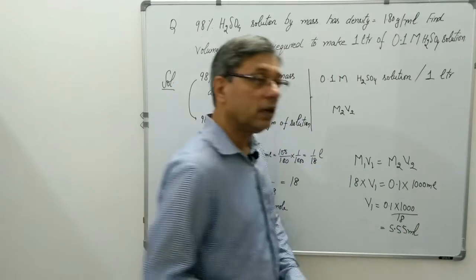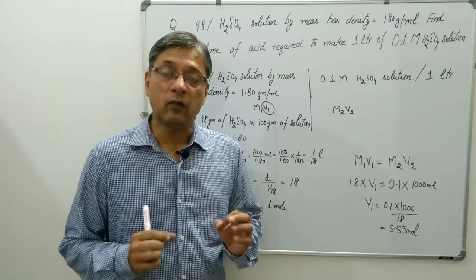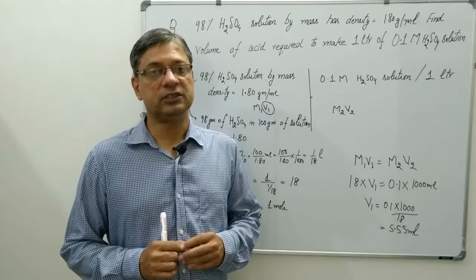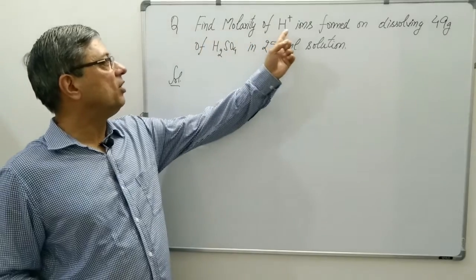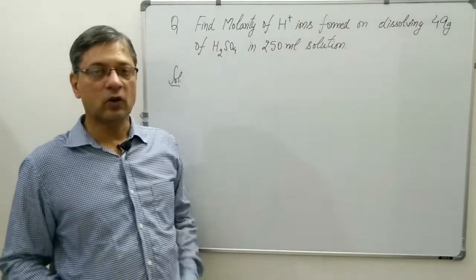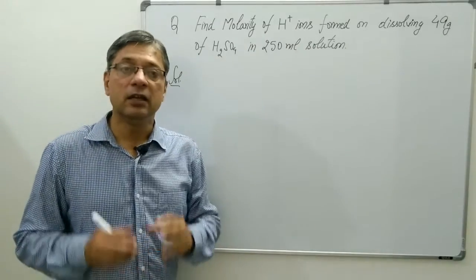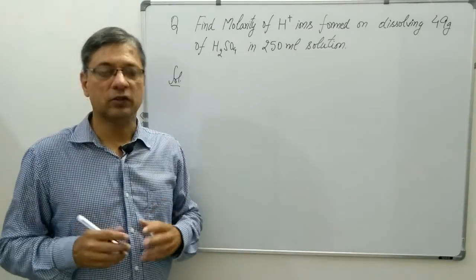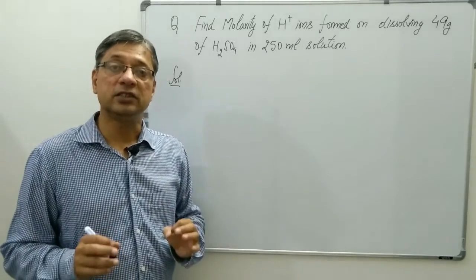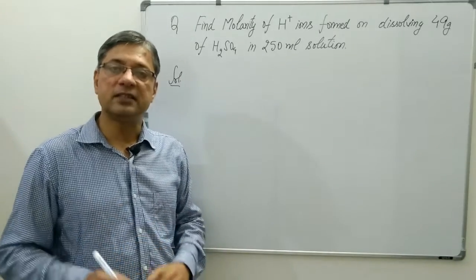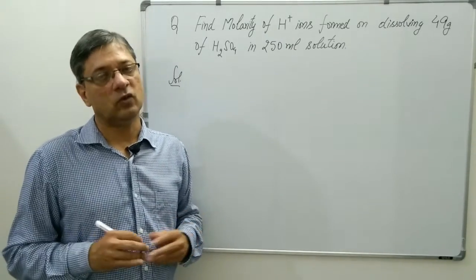We can also calculate the molarity of ions which are formed during a chemical reaction. Let us try a numerical on it. Question says, find molarity of hydrogen ions formed on dissolving 49 grams of sulfuric acid in 250 milliliters of solution. When sulfuric acid is dissolved in water, it dissociates into hydrogen ions and sulfate ions. We have to find the molarity of hydrogen ions.